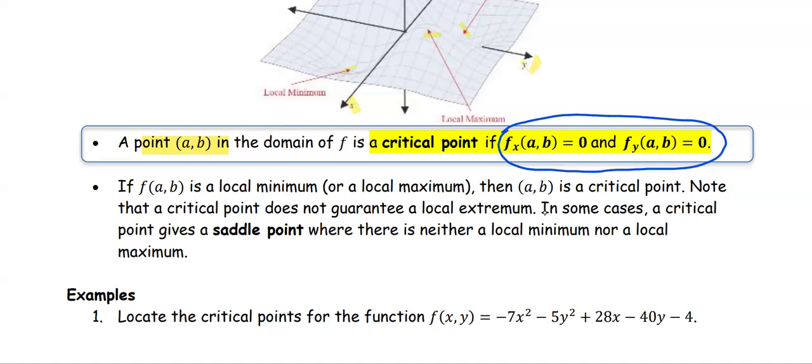If f at (a, b) is a local minimum or a local maximum, then the point (a, b) is a critical point. Note that a critical point does not guarantee a local extremum. In some cases, a critical point gives a saddle point where there is neither a local minimum nor a local maximum. In this case, we're going to use the D-test to classify the critical point.